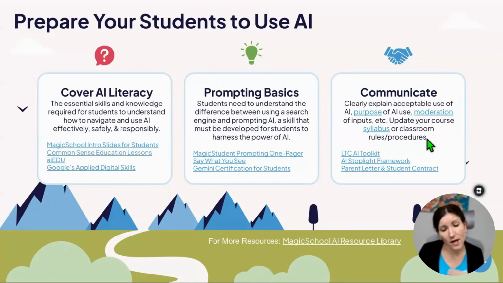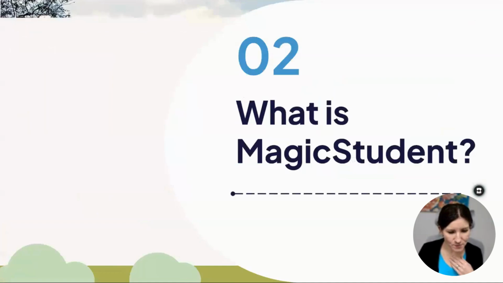And then, of course, communicating. What is acceptable use of AI? What's the purpose of your AI use? And letting students and maybe even parents know that you can moderate these inputs. You might even want to consider updating your course syllabus or your classroom rules and procedures to include an AI piece. And again, I have some resources there for you, so that way you don't have to start from scratch.